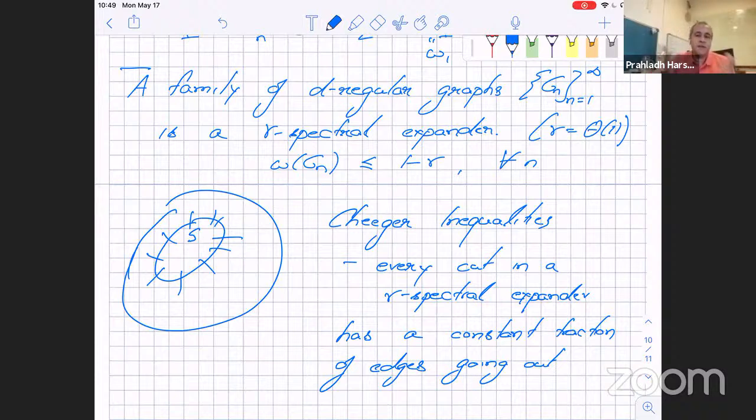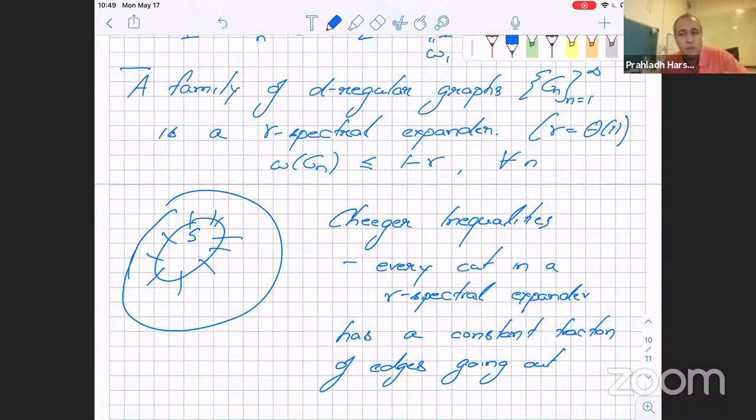Every cut is going to have a lot of edges. So in that sense, this graph is an extremely well-connected graph. It is in some sense like the complete graph. In the complete graph, every cut is more or less close to one. Most of the edges are going out. There are very few edges staying in. Most edges actually leave the set. And this graph also has the same thing. It's not most, but a constant fraction of them actually leave.